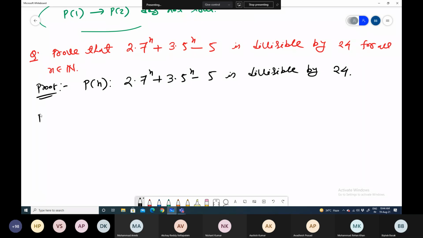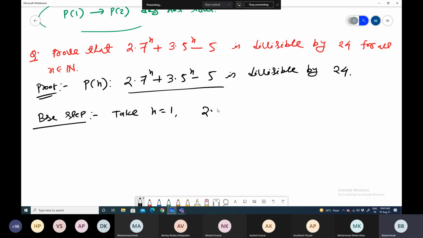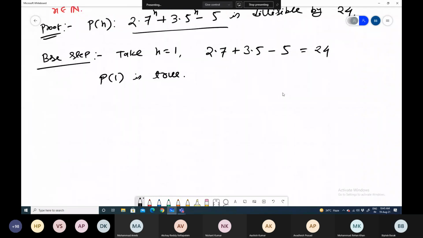Now, base step. Take n equal to 1. Then that will be 2 into 7 plus 3 into 5 minus 5, so it is 24. Therefore, P(1) is true because this is divisible by 24 for n equal to 1. So the base step is fine. Now the inductive step.